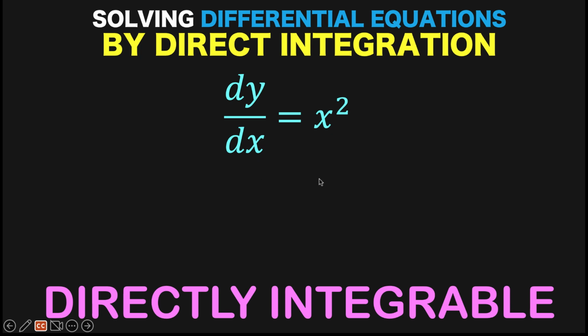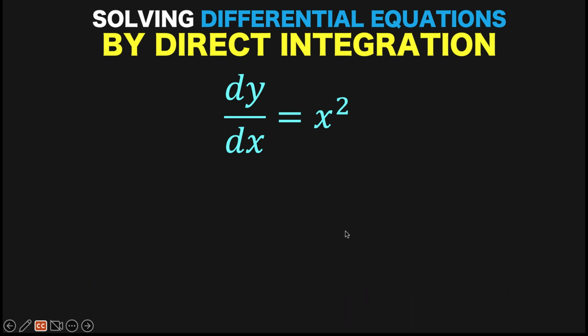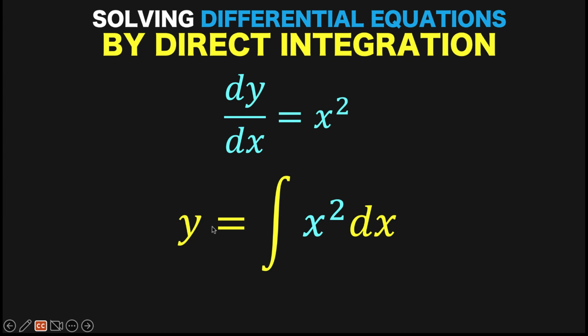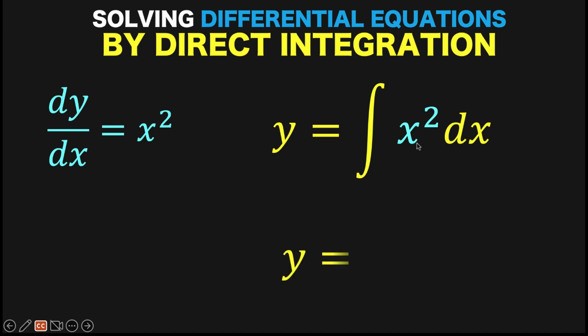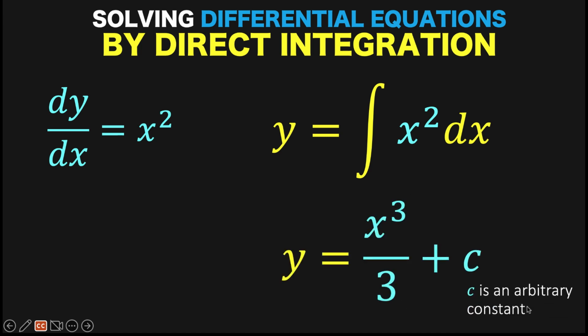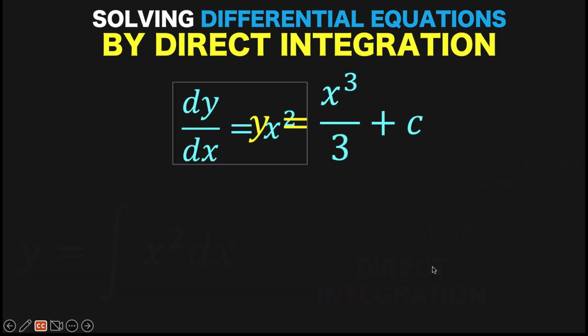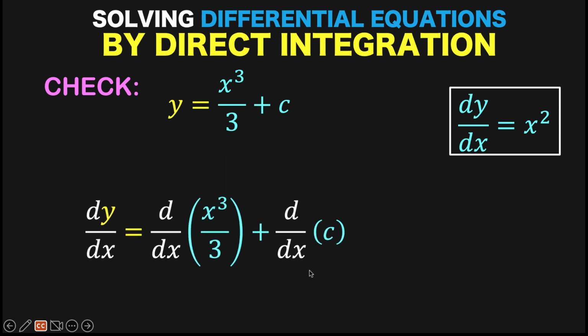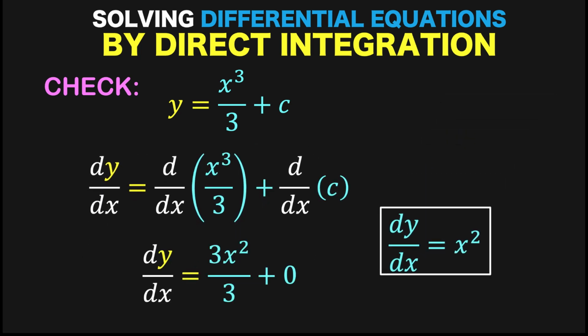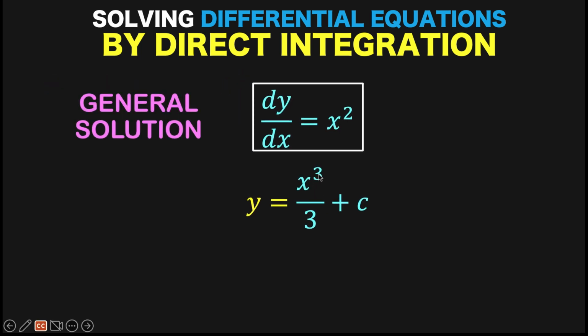To summarize the process, this method is applicable when the given differential equation is directly integrable, and to solve it, we take the antiderivative of both sides of the equation. Since differentiation and integration are inverse operations that cancel each other out, the left side is simply the function y of x, or y, and the right side is equal to the antiderivative of x squared dx, which is x cubed over 3 plus c. Here, c is an arbitrary constant, meaning you can have many different equations that are solutions to this differential equation depending on the value of c. So we call this our general solution, solved using direct integration, and we can do the checking by reversing the operation. The general solution is y equals x cubed over 3 plus c.